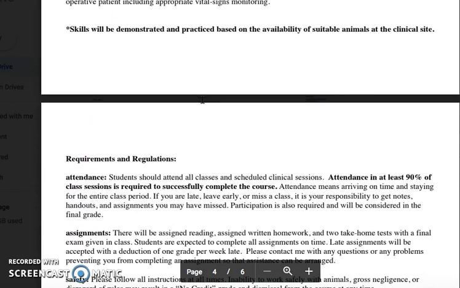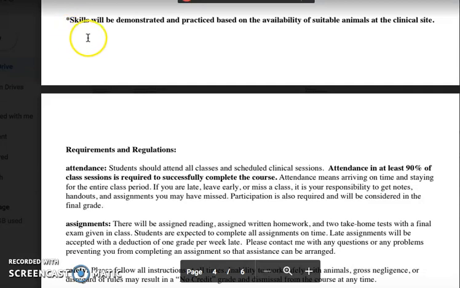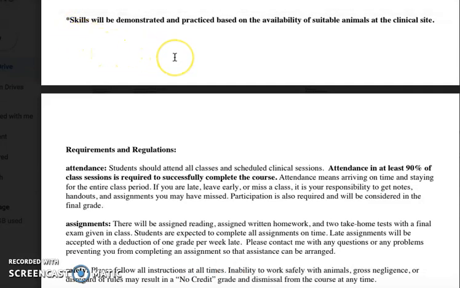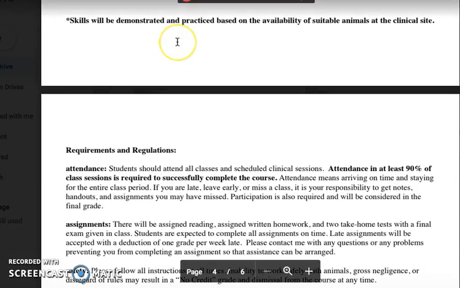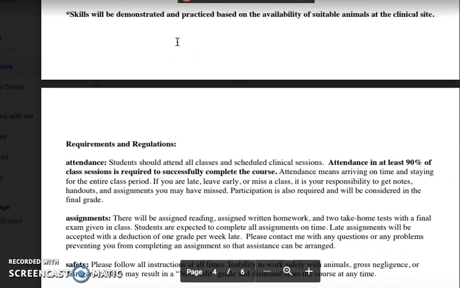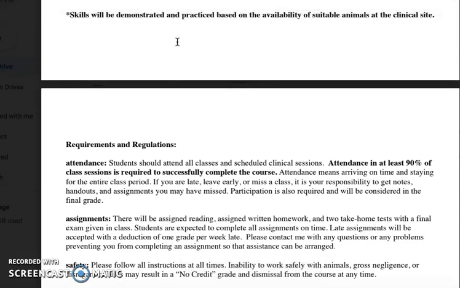And I wanted you to take particular note of this line: skills will be demonstrated in practice based on the availability of suitable animals at the clinical site. What that means is that we are at a clinical site as a guest of that clinical site, and they don't necessarily always have animals on hand that are suitable for us to work with. Now, they may very well have animals in the facility, but that doesn't mean that those animals are good for us to work with. So the schedule that we have planned out is always tentative because you just never know until you get there who will be there.